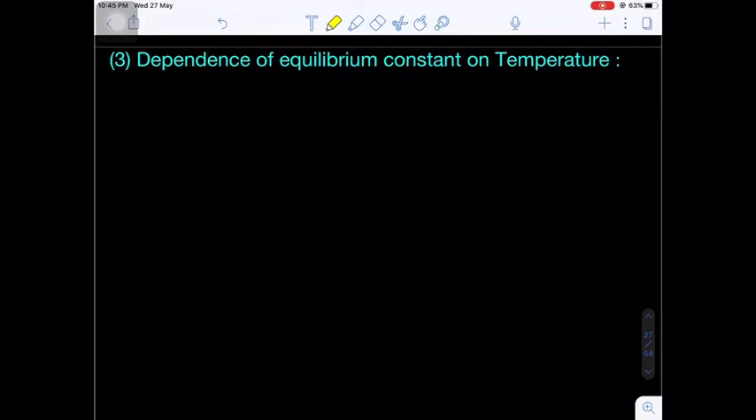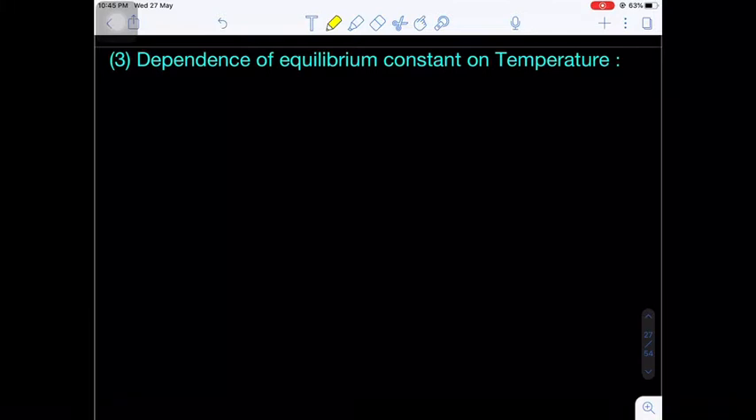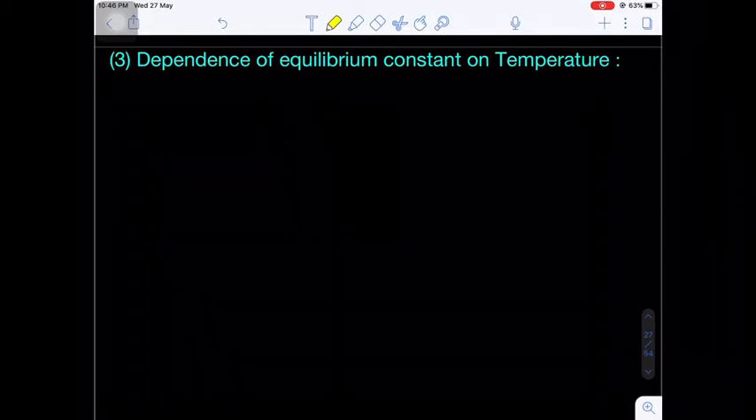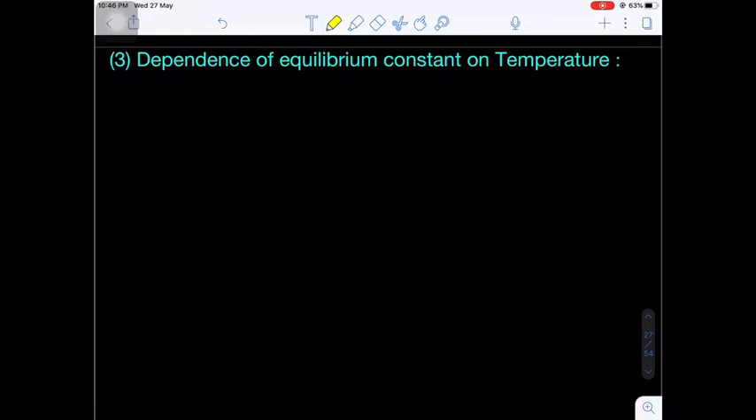Hello students. Now, in the previous video, we completed two factors affecting the chemical equilibrium constant. What are the factors affecting the equilibrium constant? Number one, mode of representation of a chemical reaction. Number two, stoichiometry of the reaction. Number three, temperature. Out of these three factors, we completed two. The first is the mode of representation of a chemical reaction, which means when a reaction is reversed, the equilibrium constant will be inverted.